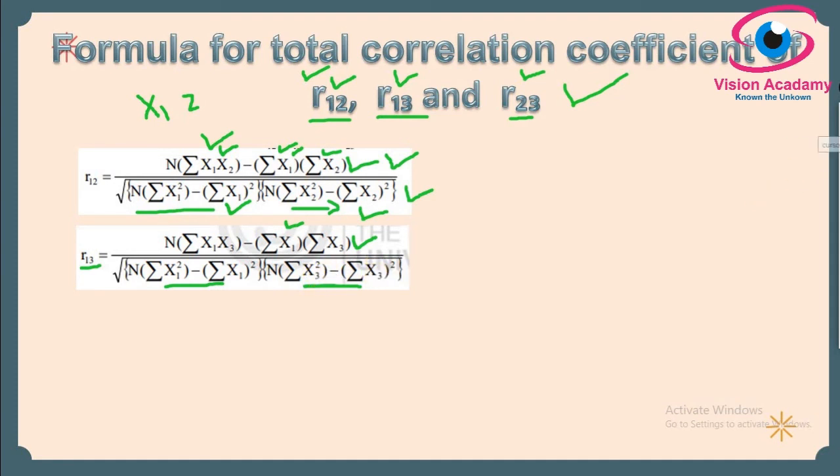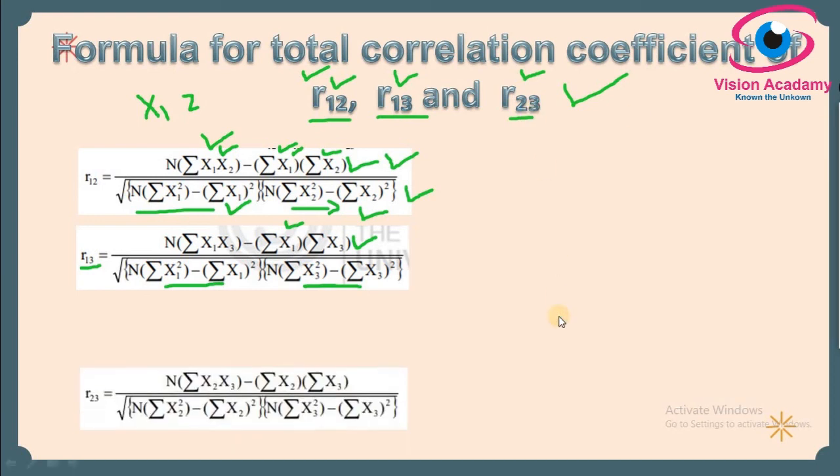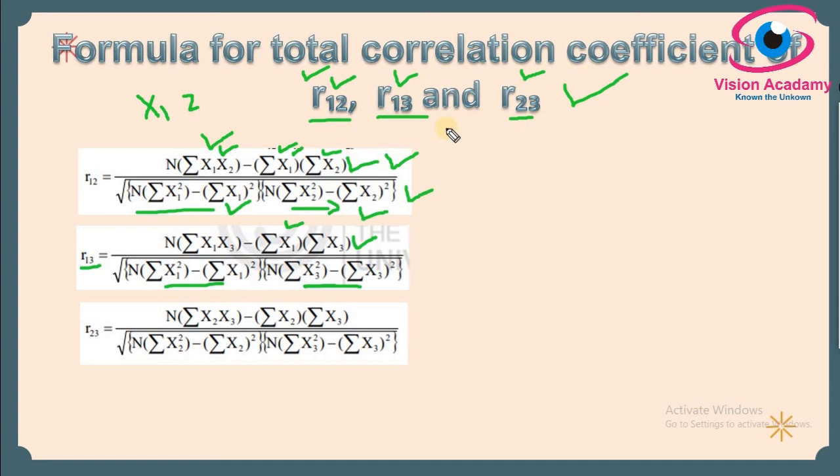Okay, we have one more option, correct, R23. Here, as we explained, in the first example we used R12, that is why x1 and x2, and in the second example we used R13, that's why x1 and x3. In the third example we are dealing with x2 and x3, that is why we take summation x2 and x3, and since we are using x2 and x3, that is why summation x2 and x3.